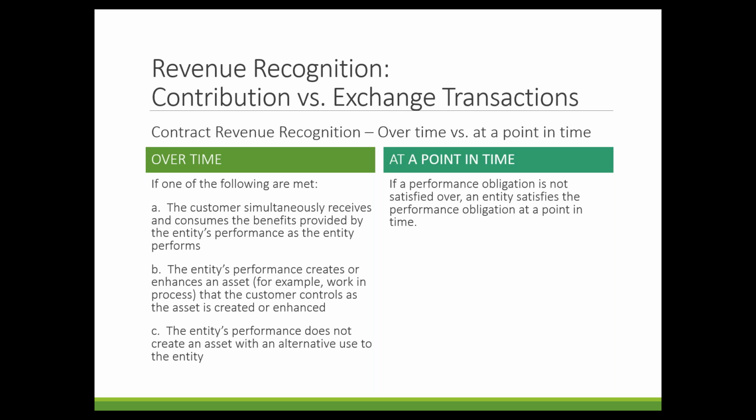For each performance obligation satisfied over time, an entity should recognize revenue over time by measuring the progress toward complete satisfaction of that performance obligation. The objective when measuring progress is to depict an entity's performance in transferring control of goods or services promised to a customer. That is essentially the satisfaction of the entity's performance obligation. And if none of those are met, then revenue is recognized at a point in time.